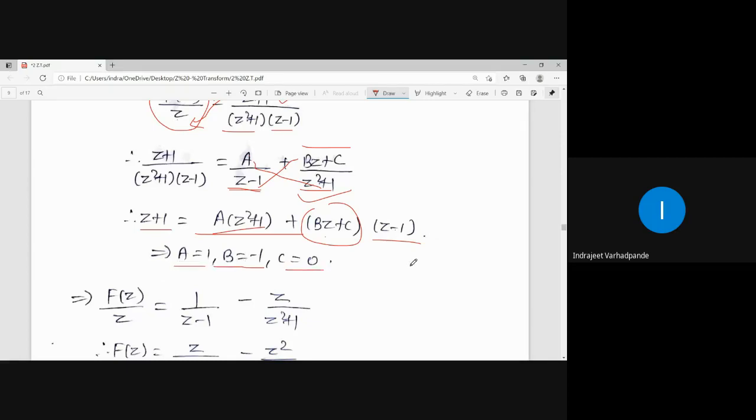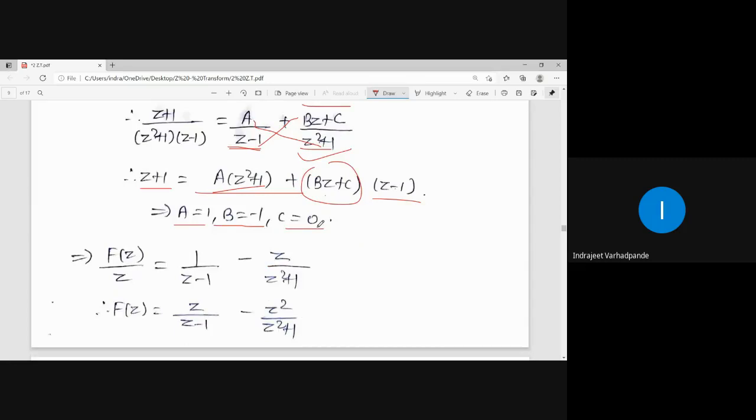Or after solving it, what I am trying to obtain the values, a is equal to 1, b is equal to minus 1 and c is equal to 0. ये सारे values आप इसमें put कर दीजिए. तो f of z upon z is the original question. 1 upon z minus 1 minus z upon z square plus 1.